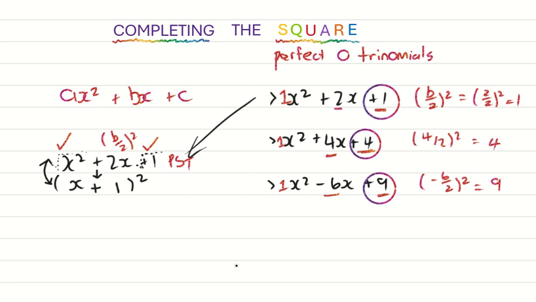All right, and that is what we have to do. We will be given the a value and the b value, and then we have to calculate a c value so that we have a perfect square trinomial that can be factorized the way I just did.